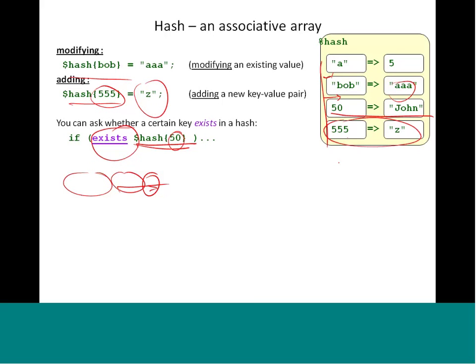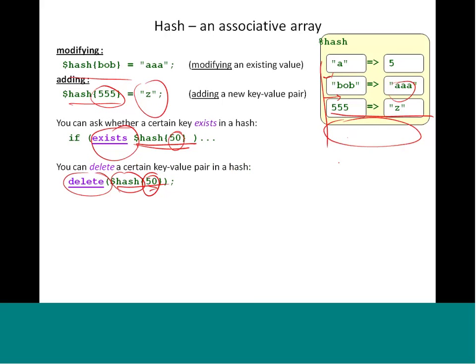Then we can delete a particular key value pair by using the delete function. To use the delete function, we have to specify the hash and the particular key. And please also note that we need to specify the parentheses here, whereas for exists, we don't need to do that.